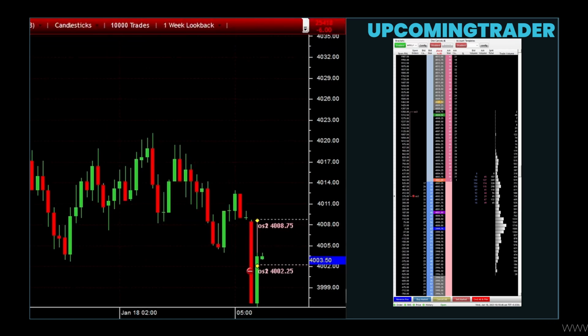For ascending triangles, volume tends to pick up as the price approaches resistance, showing increasing buying interest. A breakout with high volume is a strong signal that buyers are in control. Conversely, for descending triangles, you want to see volume increase as the price approaches support, with a volume surge on the breakdown confirming that sellers have taken charge.